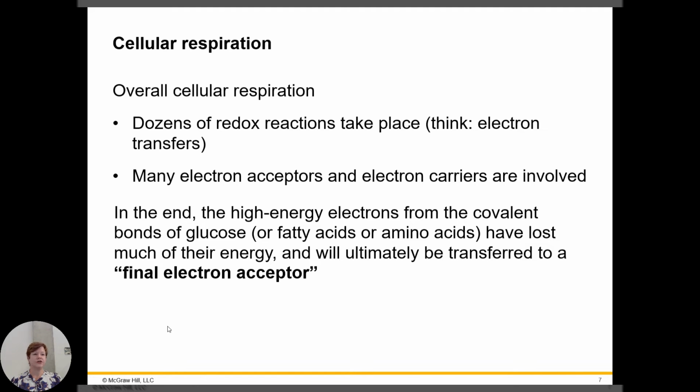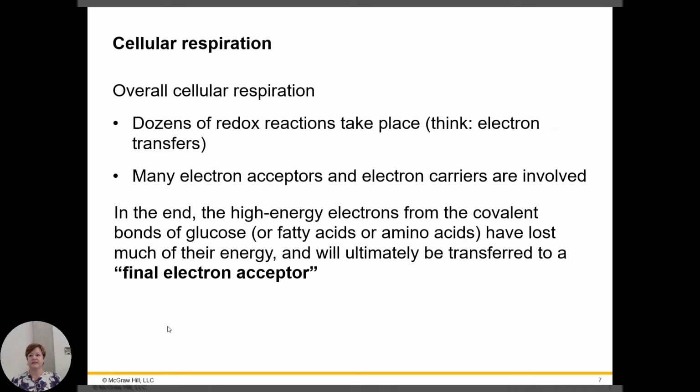Okay, so cellular respiration. Overall, what cellular respiration is, like I said, it's the transfer of energy from the oxidation of glucose, from the covalent bonds in a glucose molecule or other organic compounds, into the covalent bonds of ATP. And so as the electrons are carrying the energy, it's not just the transfer of energy, it's the transfer of electrons. So you have dozens of these redox reactions, dozens of these electron transfers taking place. And there are going to be a lot of electron acceptors and electron carriers involved. The main electron carrier is NAD+.